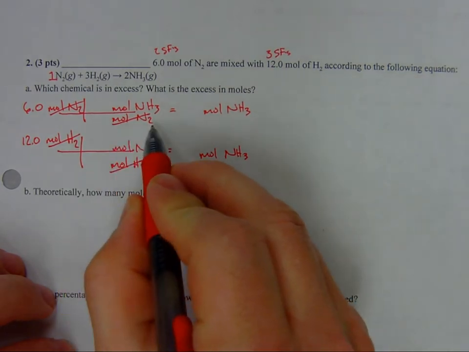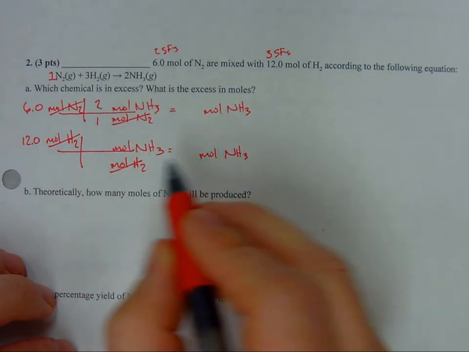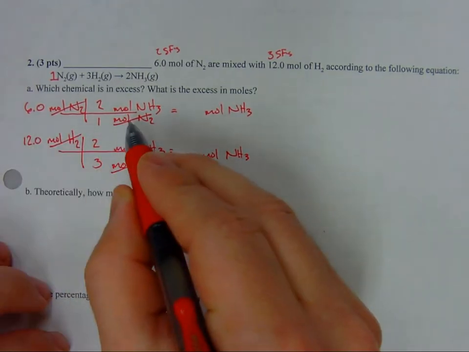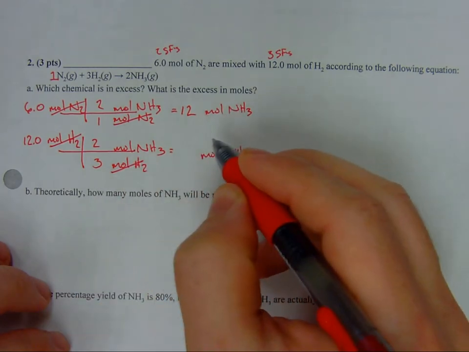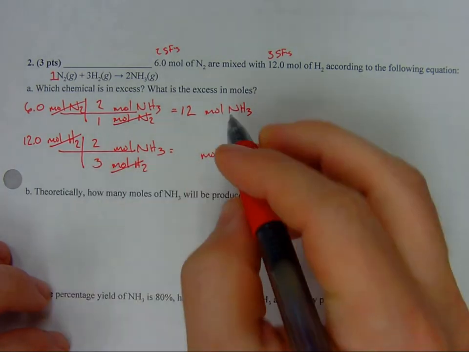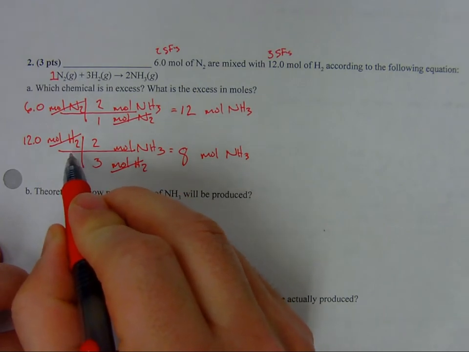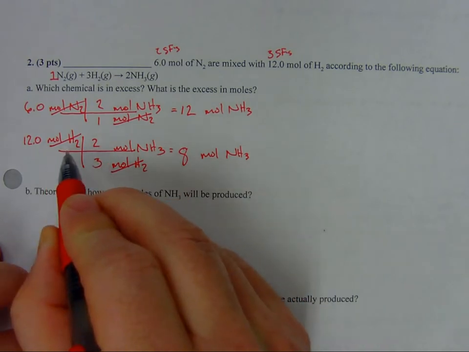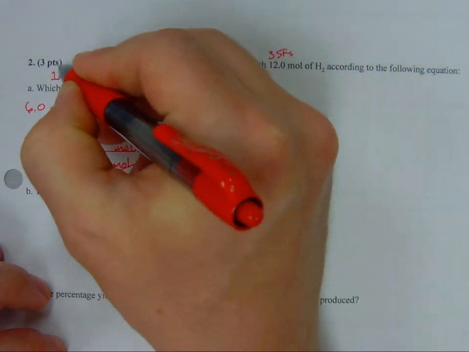So let's use our mole ratio. N2 to NH3, that's a 1 to 2 ratio. H2, that's a 3 to 2 ratio. So some simple calculations, that ends up being 12, and 8. We can double check that in the calculator if you would like. But notice that the H2 is actually producing less product. Less product is being produced by this H2. So that means that this is limiting and N2 is in excess.